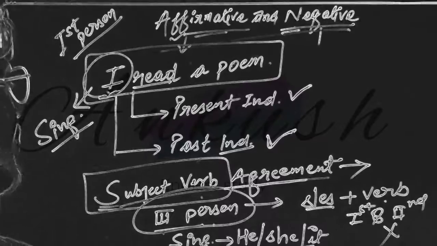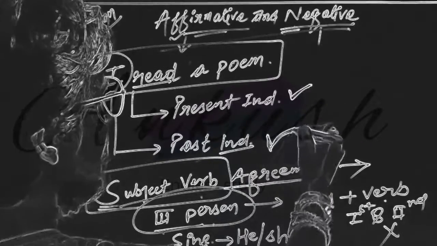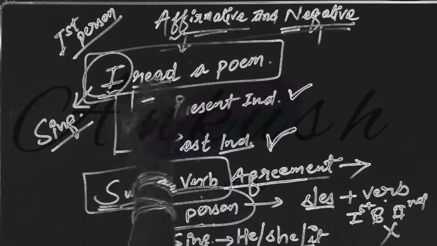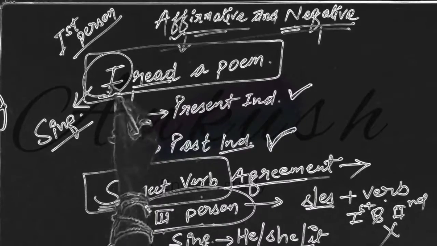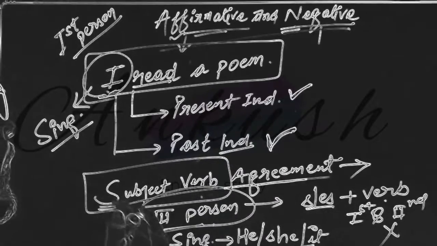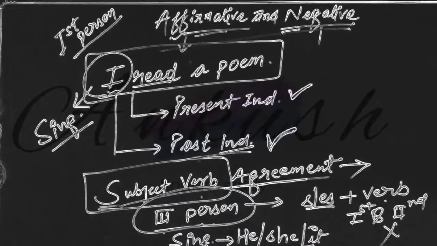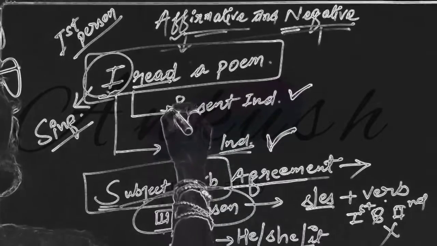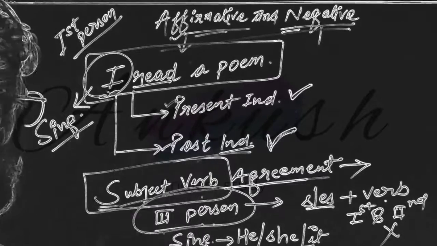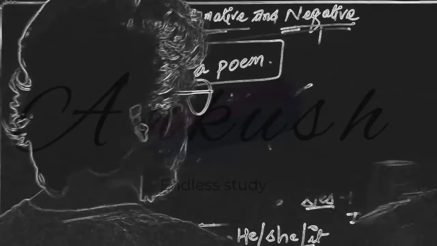So now we go for making the negative. We can make it in both present indefinite and past indefinite. But when we speak this sentence, suppose I read a poem, this is present indefinite. But if I say I read a poem, then it will be past indefinite. So when the person is speaking, it depends on the meaning, what he means to say. But if it is in written form, you can make it either in present or past. So first we will go for the conversion of negative in present.